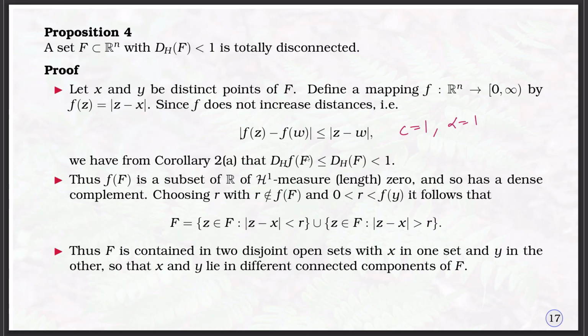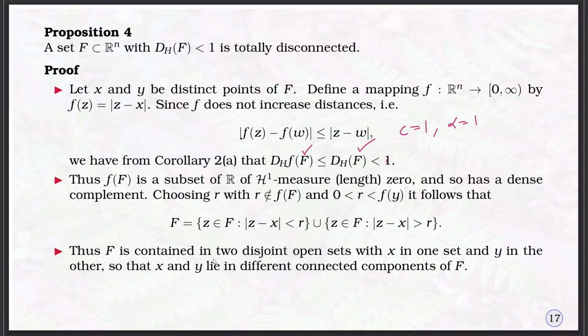Then the Hausdorff dimension of the image f(F) is less than or equal to the Hausdorff dimension of F, which is less than 1. Thus, f(F) is a subset of R of H1 measure, that means length 0, and so has a dense complement. Choosing r not belonging to f(F) with r less than f(y), it follows that F can be written as the union of the set of all z in F such that the distance between z and x is less than r, and the set of z in F such that modulus of z minus x is greater than r.